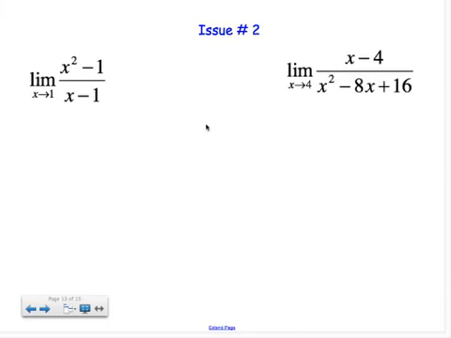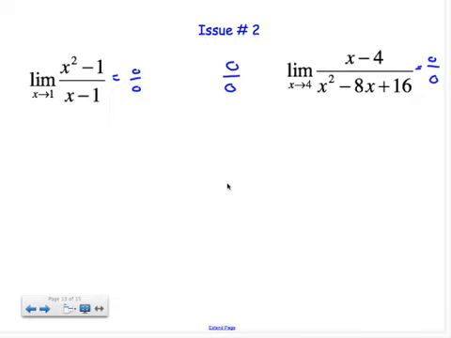The issue that we spend most of our time dealing with is this issue right here. 0 divided by 0. Real quick, let's do some plugins to show you that these two are 0 over 0. You get 1 minus 1 in the numerator and 1 minus 1 in the denominator. Over here, you'll get 4 minus 4 in the numerator and 16 minus 32, which is negative 16, plus another 16, 0.